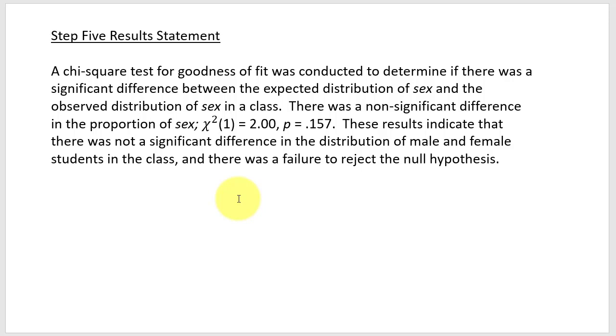The chi-square statistic with 1 degree of freedom was equal to 2, with a p-value of 0.157, which I pulled from SPSS, and you could too. These results indicate that there was not a significant difference in the distribution of male and female students in the class, and there was a failure to reject the null hypothesis. It's a very simple statement.